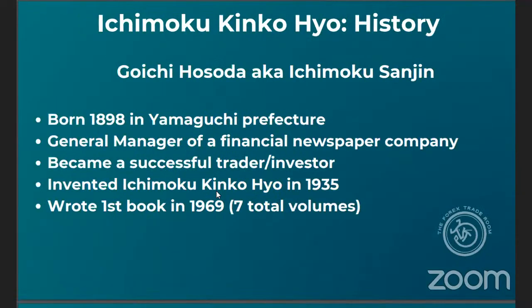So a little bit of history behind this. Goichi Hosoda, whose pen name was Ichimoku Sanjin. Look at this from a historical perspective and think about the year that we're in today. He was born in 1898 in the Yamaguchi Prefecture. He was the general manager of a financial newspaper company, and he became a successful trader and investor. So it's kind of the same narrative.